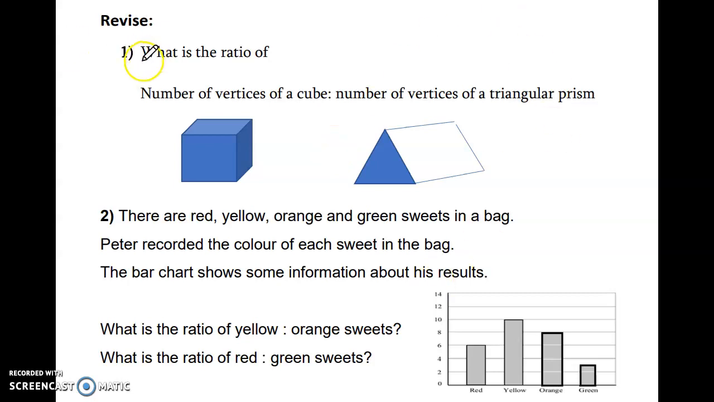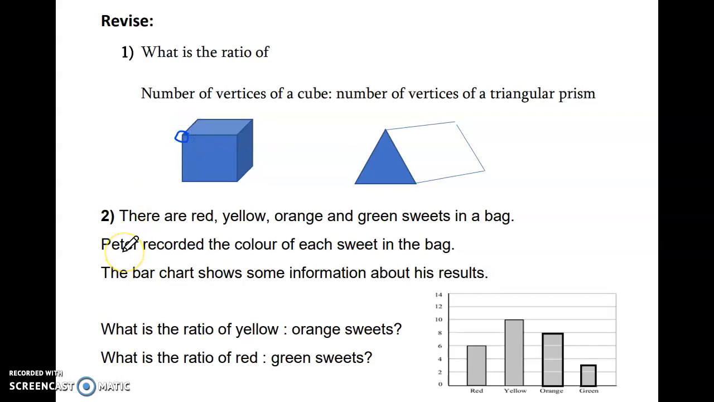Right, okay, so we're looking at the revised part. We'll do 2 questions at a time, I think. So what's the ratio of the number of vertices of a cube, 2 dots, to the number of vertices in a triangular prism? So a vertex is basically the corner of a 3D shape.